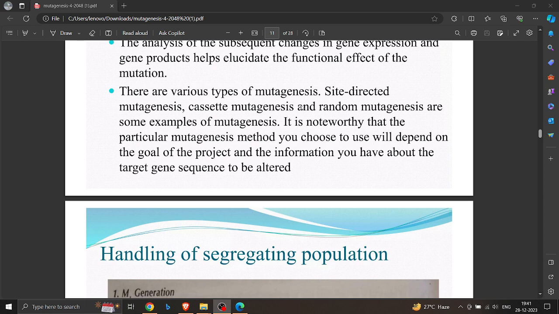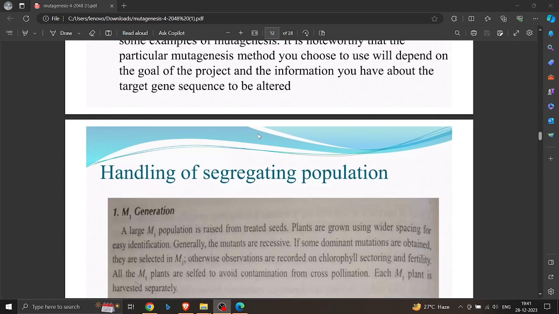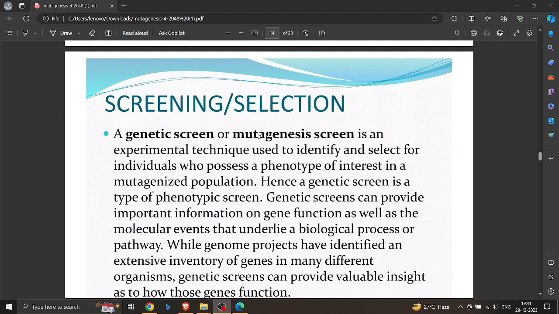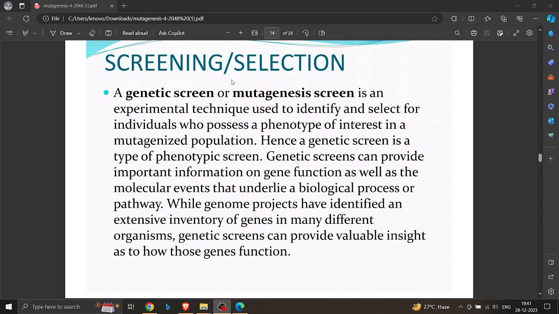And there are various types of mutagenesis, as I told you: site directed mutagenesis, random mutagenesis, etc. So if you see here, screening and selection. What is screening and selection? Genetic screen or mutagenesis screen.